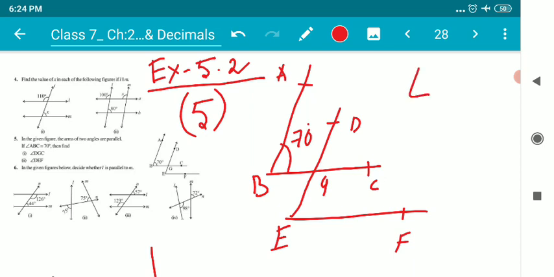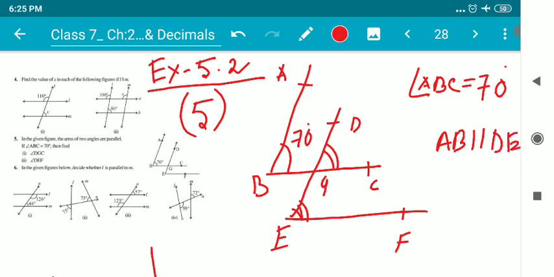So now the question is, if angle ABC is 70 degrees, then what is the measure of angle DGC? DGC means this one, and DEF means this one. Okay children, as it is mentioned in the question, AB is parallel to DE and BC is parallel to EF.